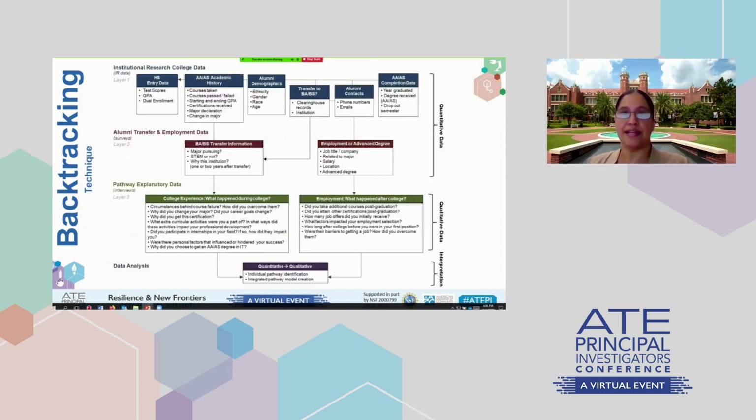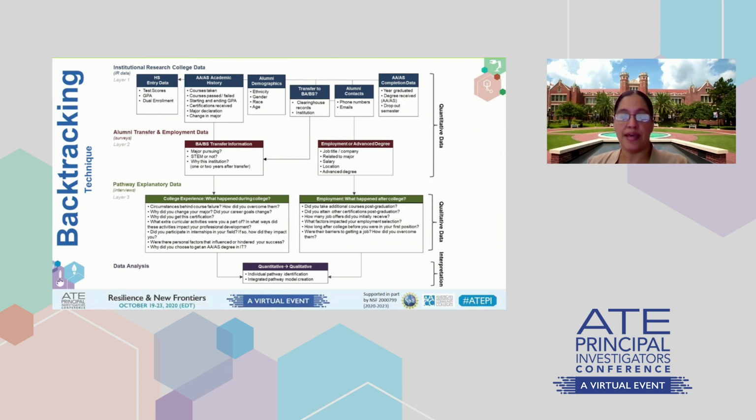The backtracking technique consists of 3 layers or phases. Layer 1 is our institutional research college data. We begin by pulling cohort data and contact information, transfer information, alumni demographics, academic history, and high school history information as well, in addition to other filtering variables. The contact information from layer 1 is then used in layer 2 to survey alumni about their employment history, such as job title, company, salary, job location, and other related information.